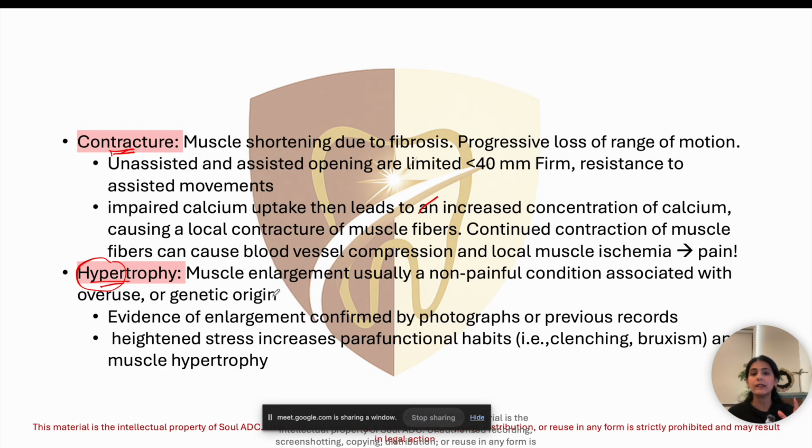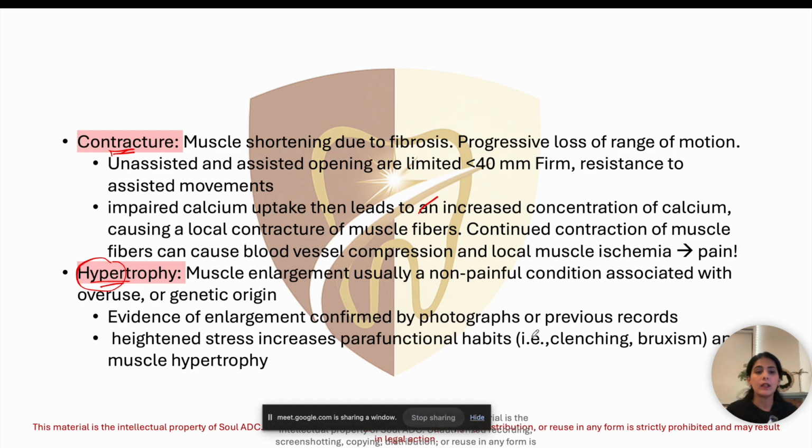So what happens is when you see a patient, you might see this area looks a little bit larger, or you can say broader than this area. There will be slight variation happening on both the sides. So evidence of enlargement confirmed by photographs or previous record. If the patient is coming to you for a longer time, you can compare and see how the difference looks.